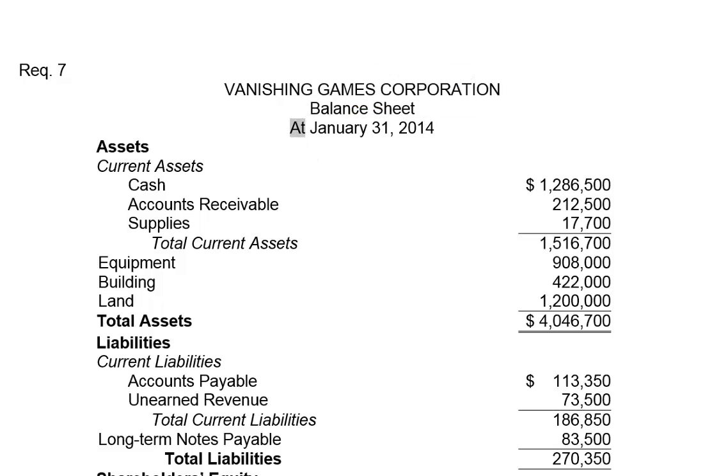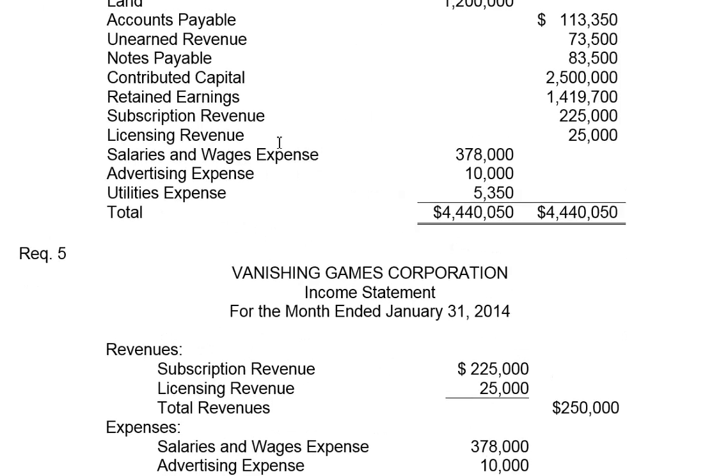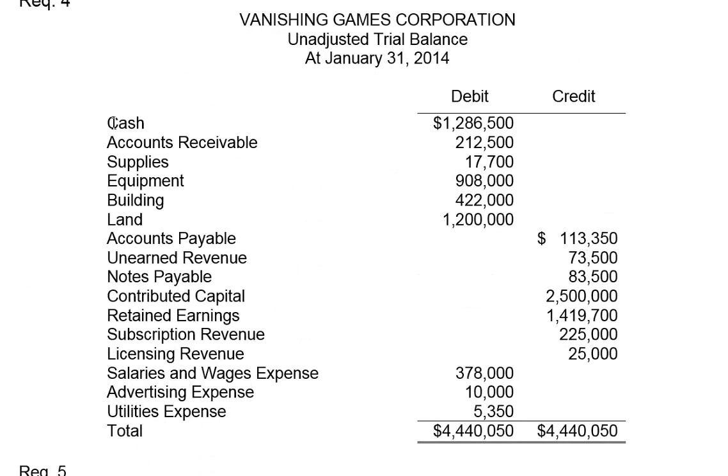This time it's going to be at a date. Why? At January 31st, because these are the balances in the balance sheet accounts at a single point in time. Once we start listing our assets, we always list our current assets first, of which we have 3. These balances, you'll notice, come from our T accounts, or you can merely take them from your unadjusted trial balance. You can pull them from here.